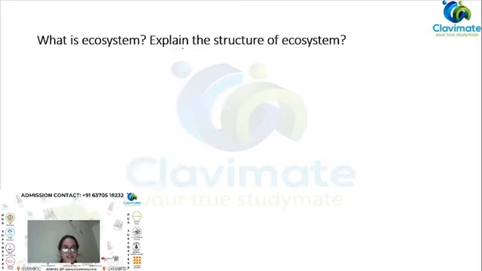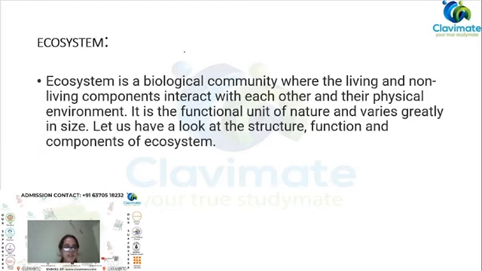So what is ecosystem? Explain the structure of ecosystem. As I already mentioned, ecosystem is a relationship between the living organisms and its environment. It is a biological community where the living and non-living components interact with each other and with the physical environment. That is considered as ecosystem.